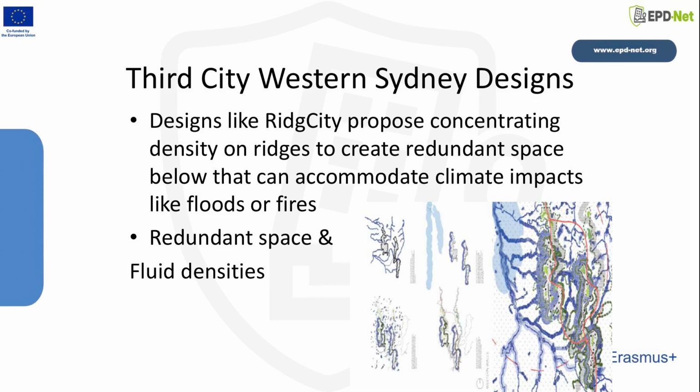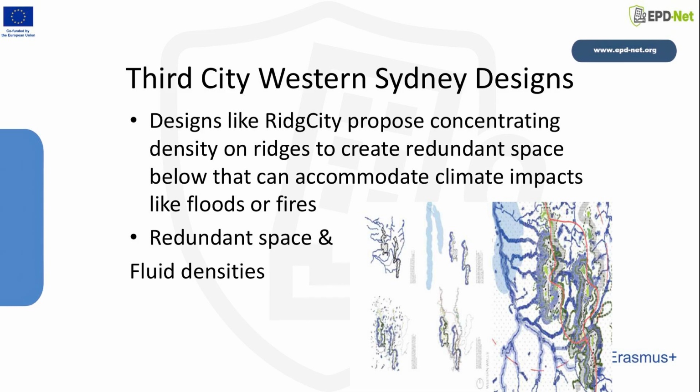Design-led research for the third city in Western Sydney applied principles of spatial redundancy. Designs like Ridge City, shown in the visual, propose concentrating density on ridges to create redundant space below that can accommodate climate impacts like floods or fires. This redundant space serves multiple uses, such as water treatment, recreation, or energy generation, only transforming into a hazard mitigation zone when necessary. These concepts emerged from 5 core design principles, including redundant space, consciously used temporarily, current use sacrificed when needed, and fluid densities, which can be increased or decreased over time.